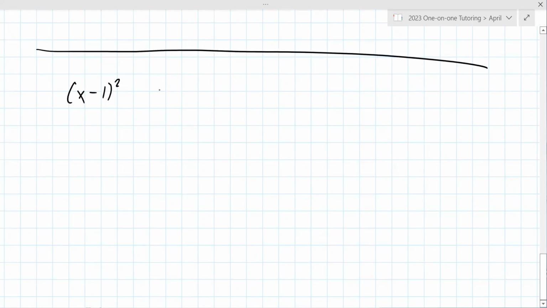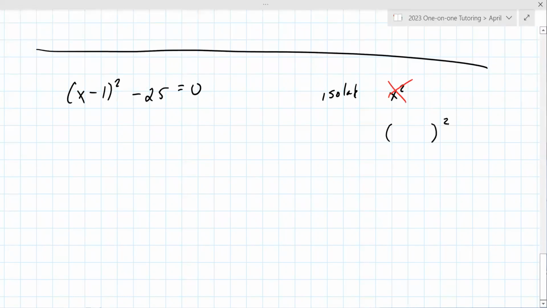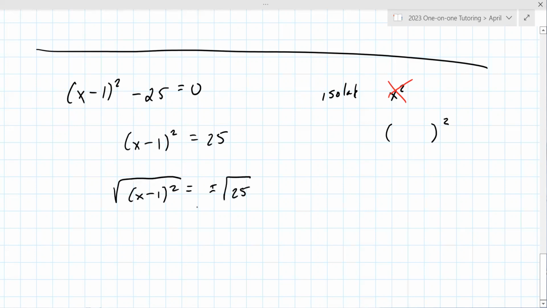x minus 1 squared minus 25 equals 0. And I've been saying for a while here, you isolate the x squared, but that's not really possible here. You're now going to isolate whatever is being squared. So in this case, you're going to isolate the x minus 1 squared by adding 25 to both sides. When you take a square root of both sides, plus or minus, you get x minus 1 equals plus or minus 5.